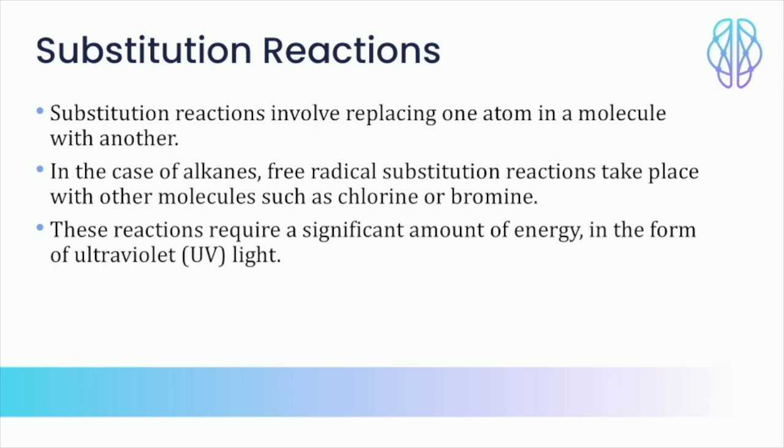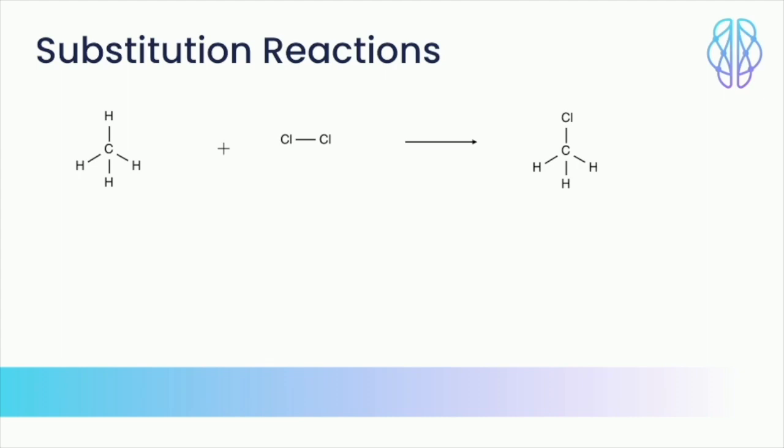So at the very basic level, a substitution reaction is one in which one atom replaces another. In the case of an alkane, you have a free radical substitution. We'll go over another type of substitution in a couple of slides' time, but usually for an alkane, you just react it with chlorine or bromine gas, and I'll show you that reaction in the next slide. It will have one atom replacing another, and that will require a large amount of energy. Usually you have to supply this in the form of UV light.